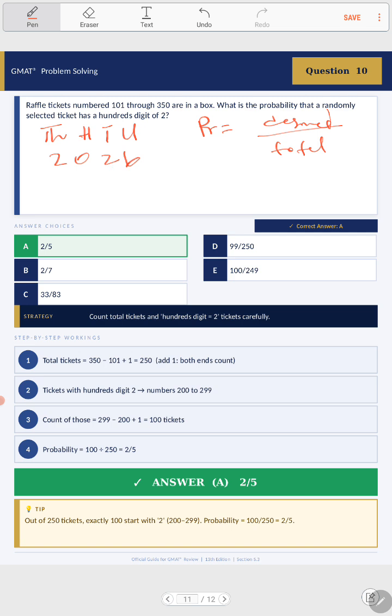The first number with a hundreds digit of 2 is going to be 200, because this is 200. The nearest number before it is 199, and the hundreds digit of 199 is not 2. So what is the desired count? The desired would be when we count from 200 to 299, which is the last number: 299 minus 200. But we're going to add 1 to be correct.